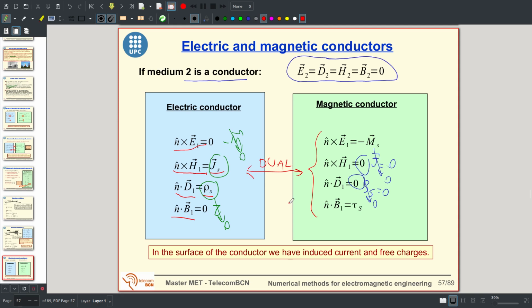I will not repeat which are the tangent components of the fields in the magnetic conductor, because it is as easy as using the duality table and getting the dual of what I said before about the tangent components of the field in the electric conductor.